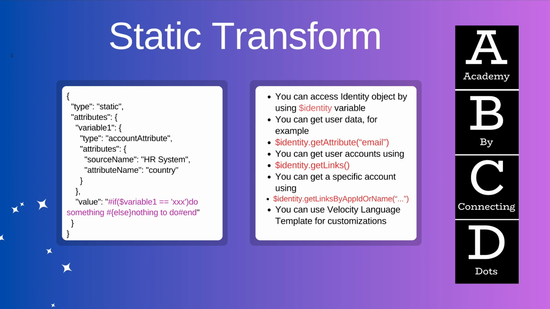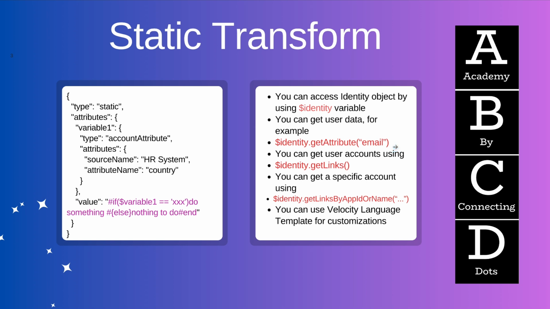Okay, so when you are applying the transforms, you are transforming the data for a user. That user object is available as a variable, $identity. So you have access to the entire user data, and you can get any user attribute just by using this code: $identity.getAttribute("email").